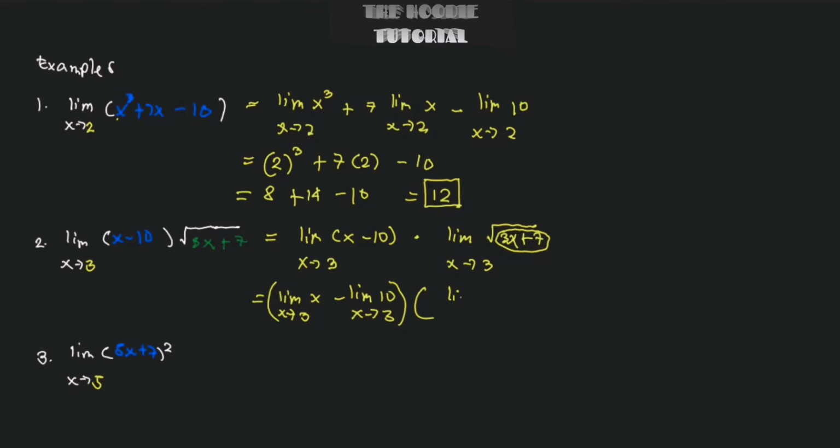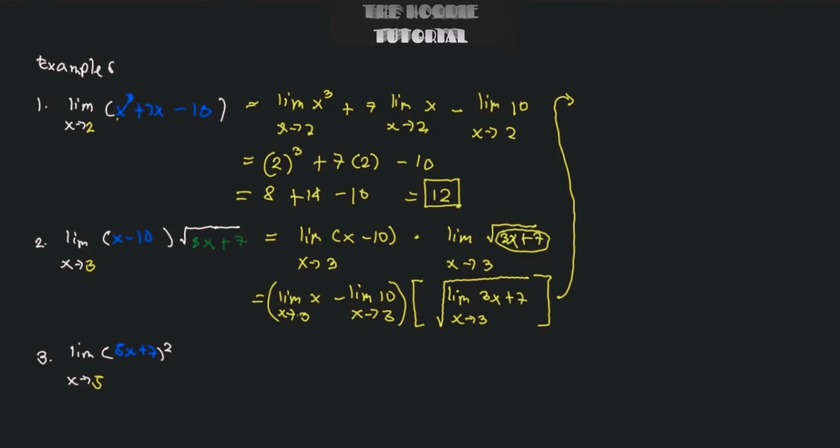So we have the limit of 3x plus 7 as x approaches 3, and then let's use brackets right here to avoid confusion. Since we are going to evaluate this, we have to raise it to the square, the radical, and then that would be multiplied to this limit. So that would be it, and let's put the continuation of the solution right here.